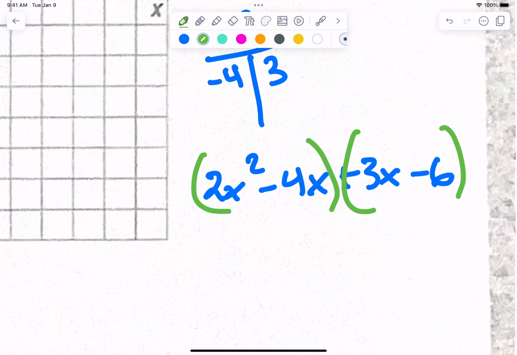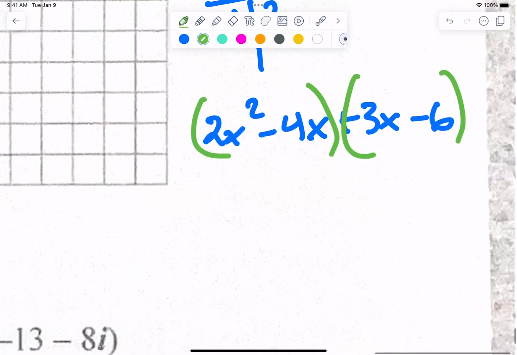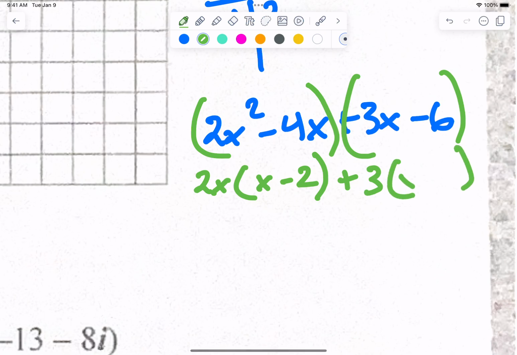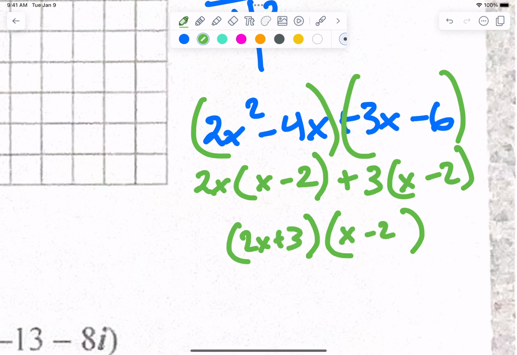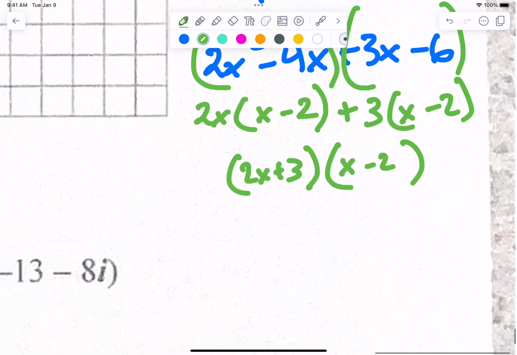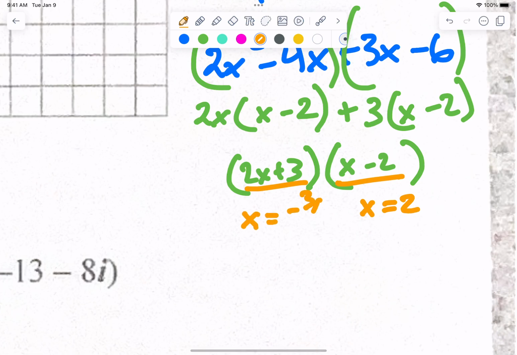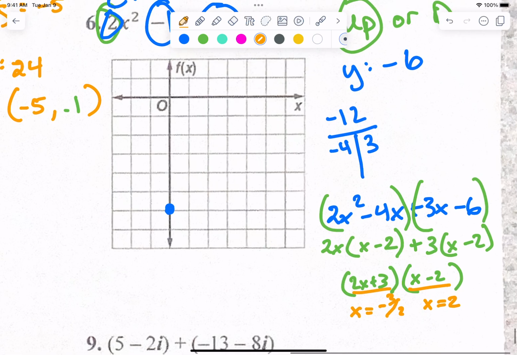Let's group them. Then we pull out 2x, and your leftover is x minus 2. Let's take out a positive 3, and the leftover is x minus 2. Okay? So what's one of your groups? 2x plus 3 and x minus 2. If you set x minus 2 equal to 0, x equals 2. And if you set 2x plus 3 equal to 0, x is negative 3 over 2. So positive 2, negative 3 over 2. There they are.